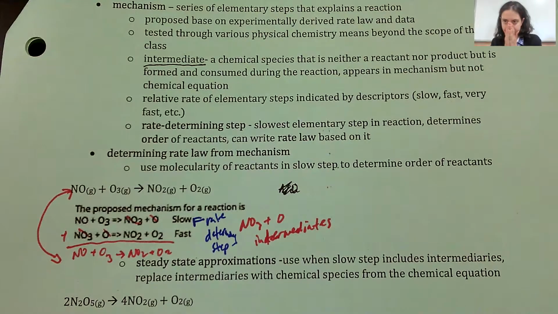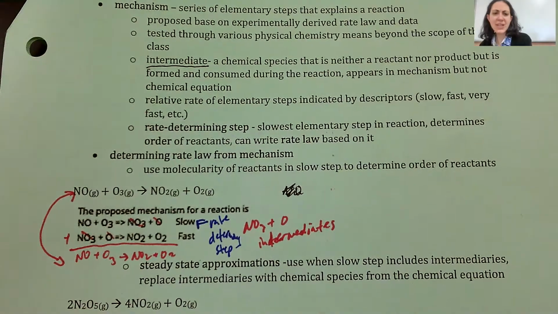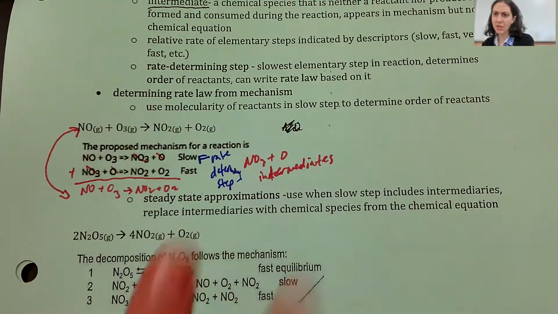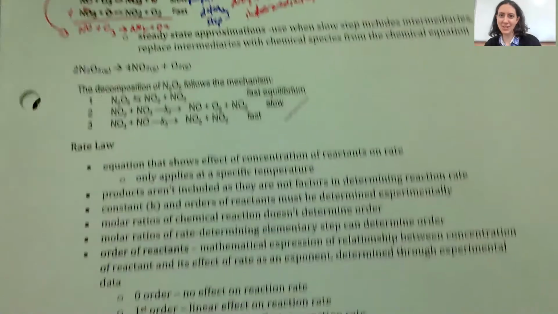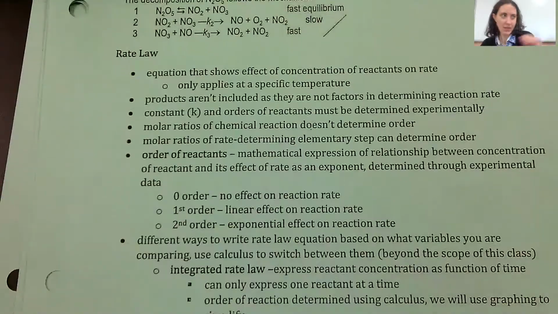So I think we need to talk about rate laws, and then we can come back and explain how this relates to rate laws. So we're going to skip the steady state approximation, but we will come back to that. This is where things get circular and weird. We're just getting to the border of it, but I think it'll make sense in just a minute.